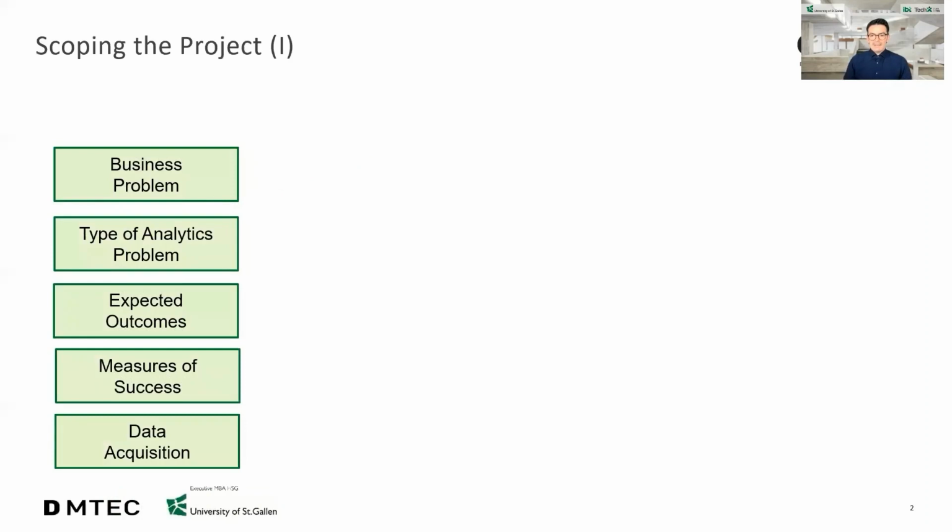So the key steps that we talked about in class are, first, defining the business problem, then thinking about the key types of business analytics that you want to apply, the expected outcomes of that project, how you measure success, and your access to data, or broadly the data acquisition process. So suppose you have the following case.